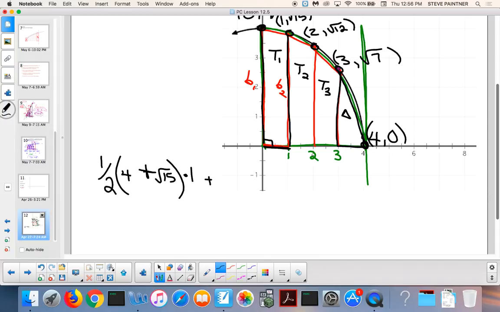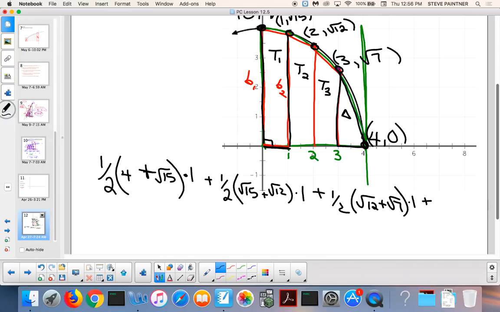Plus, trapezoid 2 is going to be 1/2 the bases added times 1. Square root of 15 plus square root of 12. Plus, trapezoid 3 is 1/2 square root of 12 plus square root of 7 times 1, plus the triangle. Half of the base. What do you want to call your base? This side? Okay, so that's 1 times the height, square root of 7.